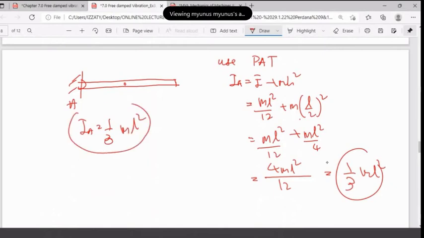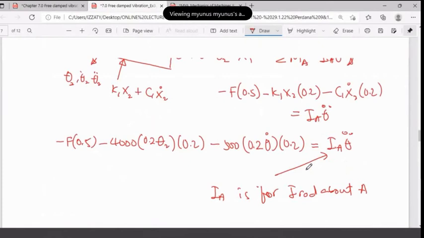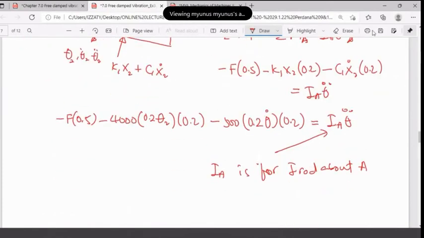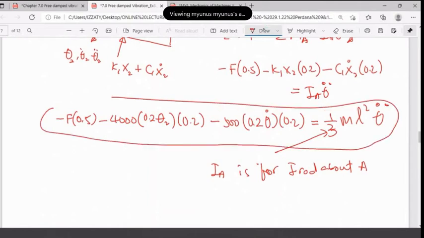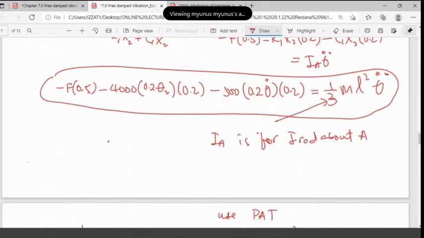Take this one and put it in the equation where you have I, 1/3 of m l squared. What is the m? It is basically the mass of the rod. 1/3 m rod L squared theta double dot. Okay, so you have the equation. If you solve this one, you'll be getting F. If you look at the solution, finally you'll be getting F equal to something.